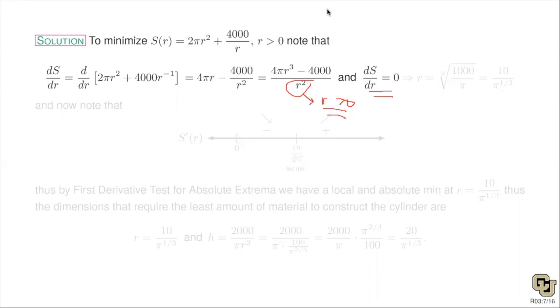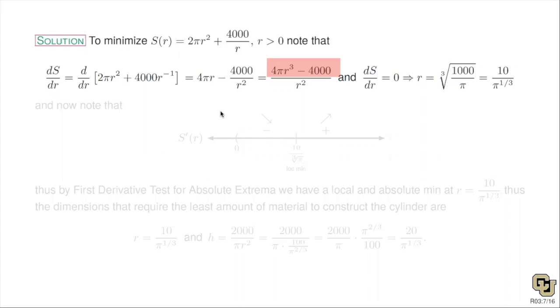So remember, a fraction is 0 when its numerator is 0. So set that numerator equal to 0, move the 4,000 over, divide by 4, you get pi r cubed equals 1,000, divide by pi, you get r cubed equals 1,000 over pi, and then take a cube root. So we have r is the cube root of 1,000 over pi. And a cube root of 1,000 is 10.